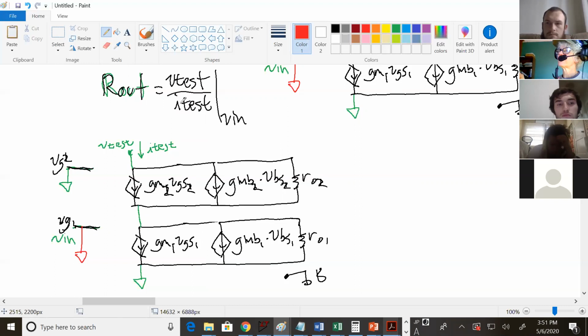But I always look at this equation. I'm trying to find R out, and I know that's V test over I test. I look for a current in that equation, and I see I test in here. So I would immediately do KCL for I test. It usually gives you the cleanest equations.